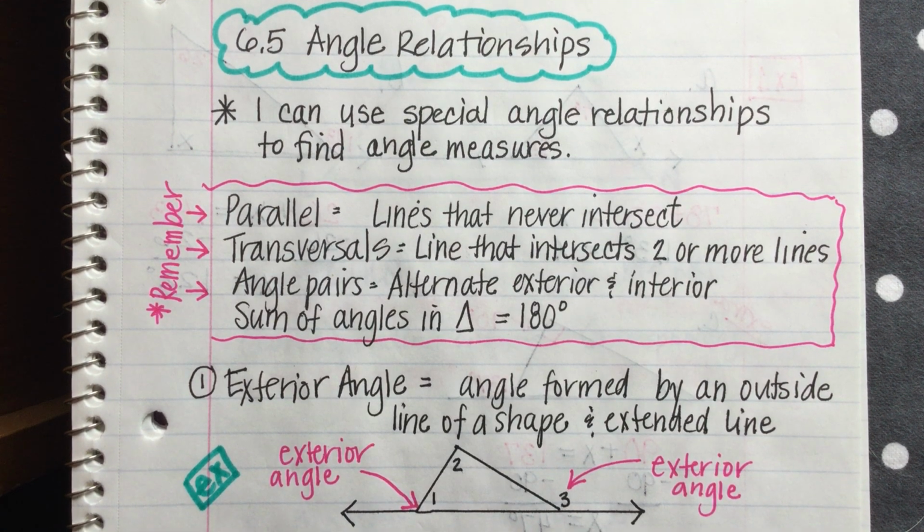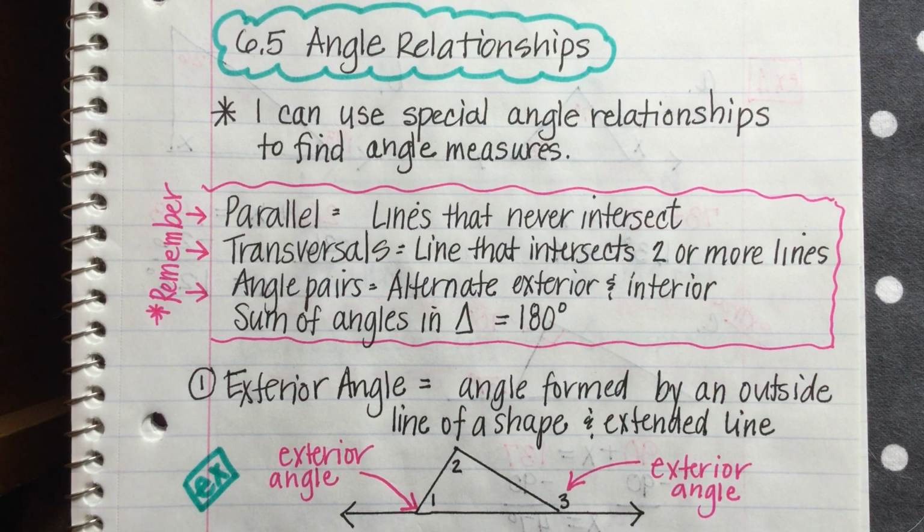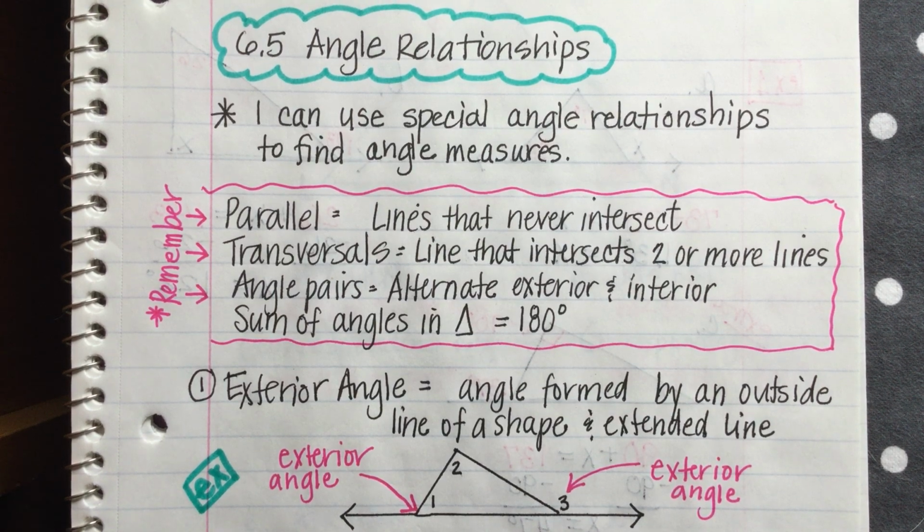Angle pairs. Some examples of angle pairs are your alternate exterior and interior angles. You guys talked about corresponding angles for a while when you were back in school. So there were a couple of different kinds of angle pairs. And then sum of angles in a triangle. That's actually a lesson that we started with in our distance learning. All triangles are going to add up to 180.